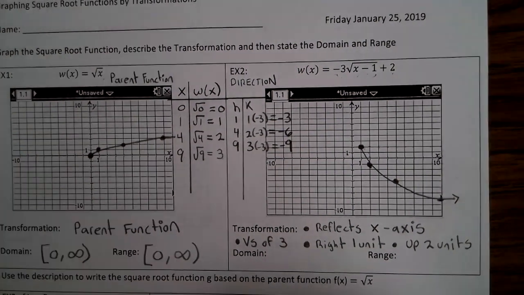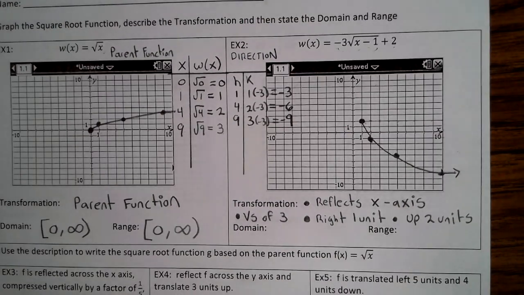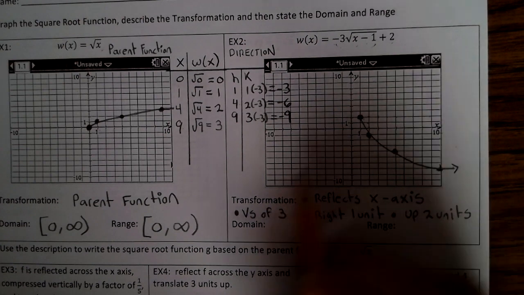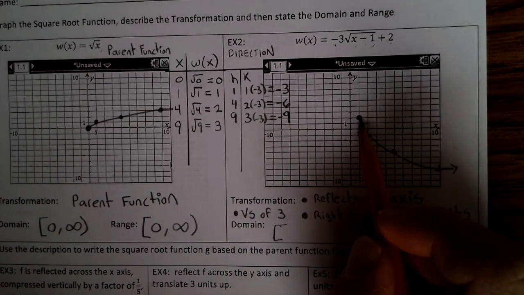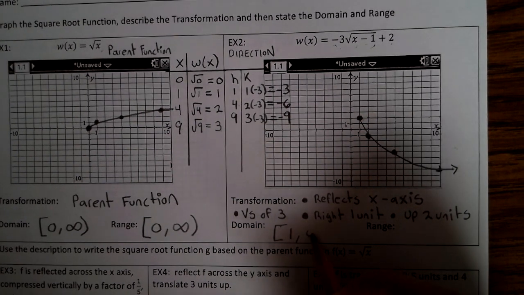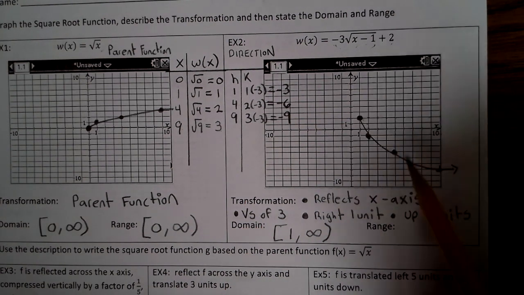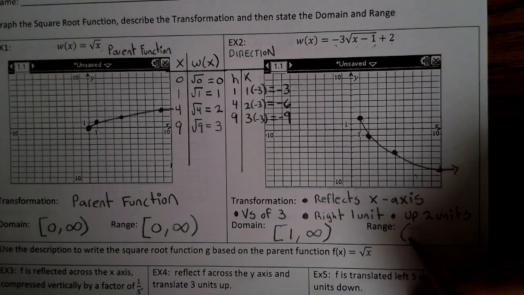All right, now domain is bracket. In this case, it was shifted to the right 1, so it's 1 to infinity. Now, because it's reflected, we're actually in the range coming from negative infinity to bracket 2.